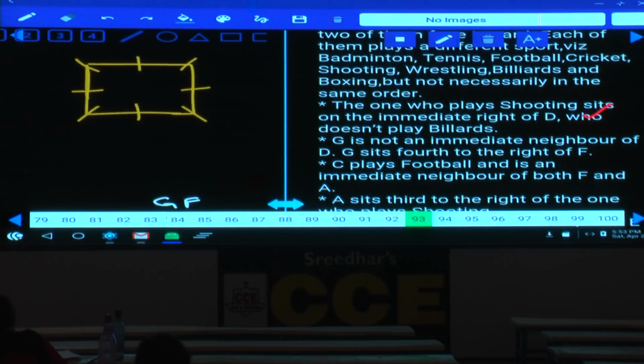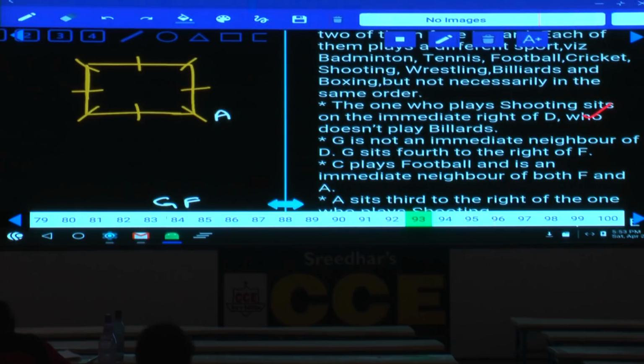C plays football and is an immediate neighbor of both F and A, isn't it? A sits out to the right of the one who plays football, and A sits at the corner of the square. Clearly specified, A sits at the corner of the square. Now we are able to fix A, isn't it? A sits at the corner of the side and E sits out to the right of A.